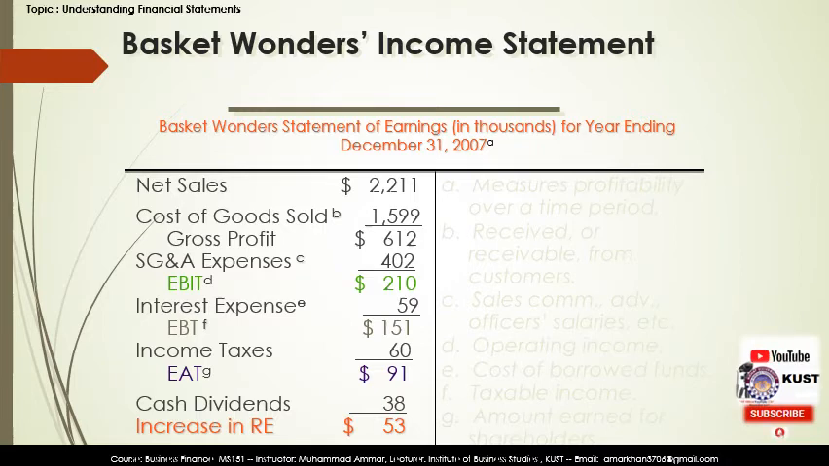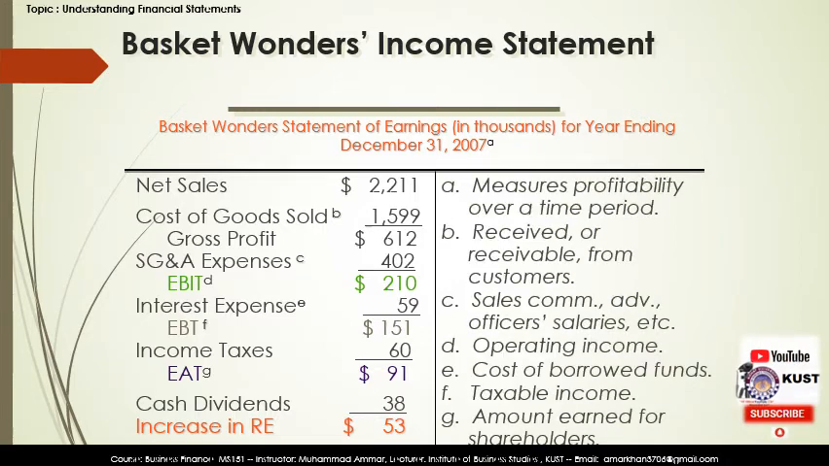Now you can see the explanation of all these. A stands for profitability over a time period. B, the cost of goods sold, received or receivable from customers. C, the expenses, sales, permanent offices, salaries, etc. And D, operating income, cost of borrowed funds, taxable income. So these all are the explanations of this income statement of Basket Wonders.